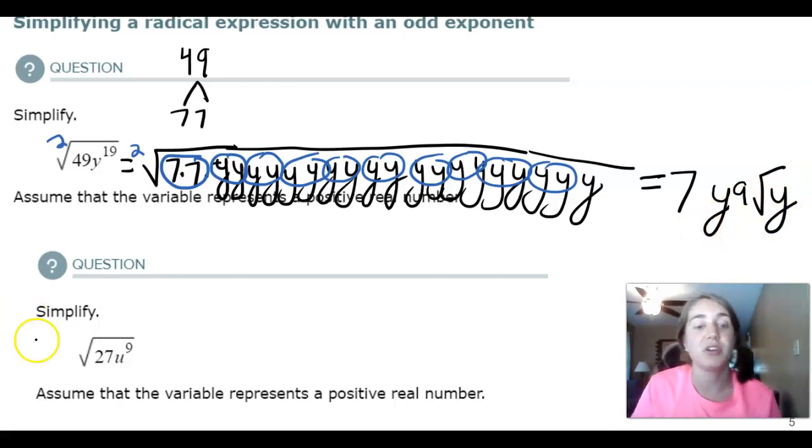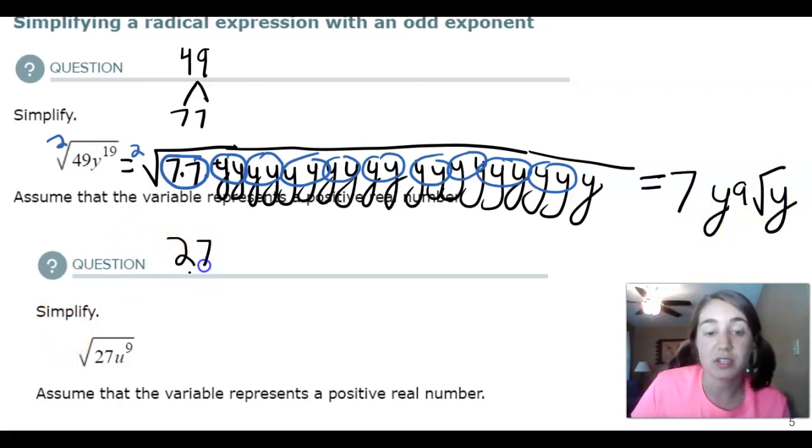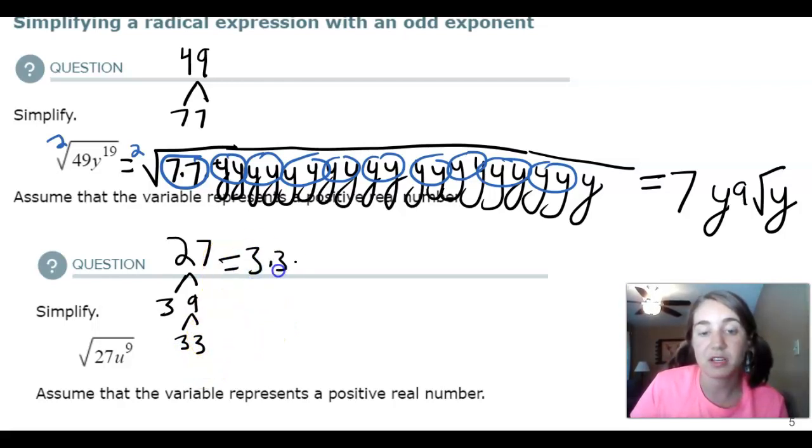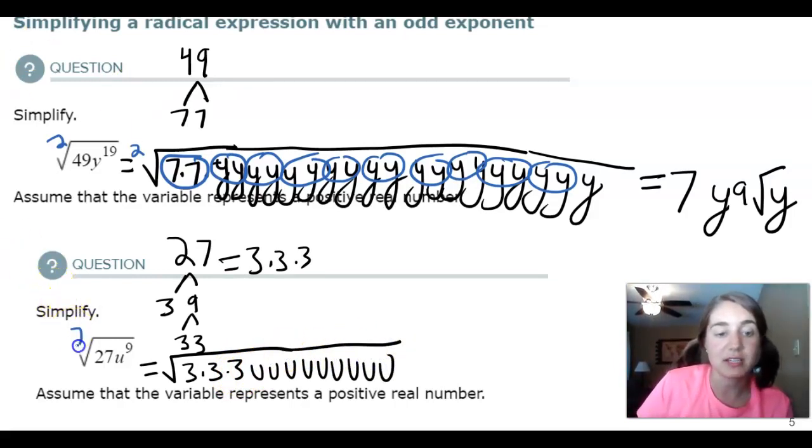I want you to pause the screen and go ahead and try this bottom one. If I look at 27, its prime factors are 3 and 9, or 3 times 3, so 3 times 3 times 3. I'm going to write this out as 3, 3, 3, and then 9 u's. Because this is a square root, it's asking me to group everything by 2's.